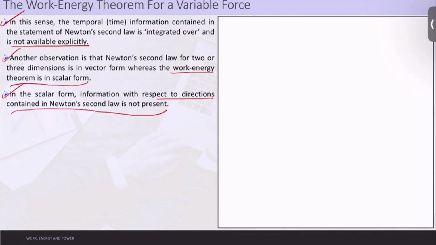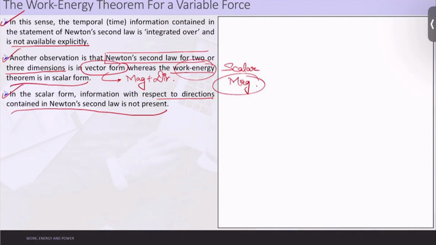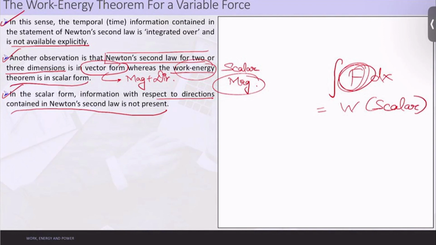As you can see clearly, Newton's second law in 2 and 3 dimensions was in vector form. So it had a magnitude and also a direction. But the work energy theorem is a scalar, so it only has a magnitude. When you take an integral of something which had a vector component, you finally arrive at just a scalar. Somewhere, the direction of this force is hiding. We cannot actually find the direction, or there is no use of direction in finding the work done.